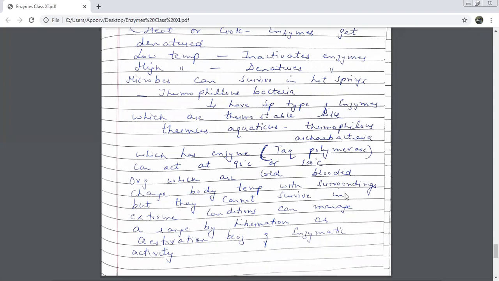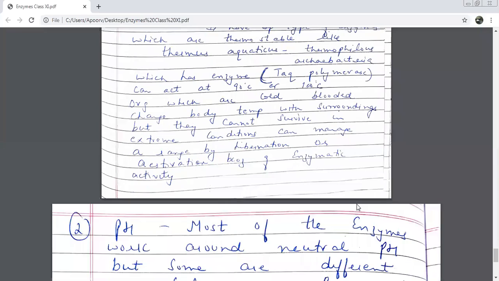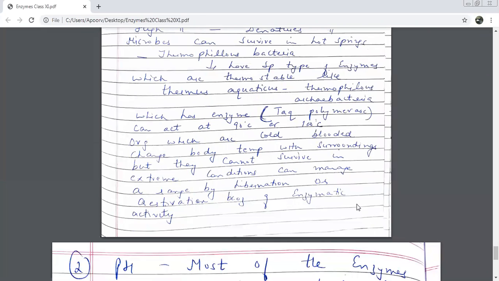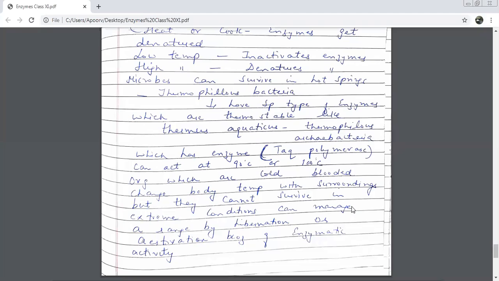We know that those organisms which are cold blooded, when I say cold blooded, I mean those which can change their body temperature with surroundings, they cannot survive in extreme conditions, but they can manage a range by hibernation or estivation. Why? Hibernation और estivation में जाने में क्या होएगा बेटा? क्या चीज कंट्रोल में आ जाएगी? Because of which activity? Enzymatic activity. Yes, exactly. They change their body temperature so that the enzymatic activity goes accordingly, and then they can survive with the help of hibernation and estivation. So this is the most important factor.